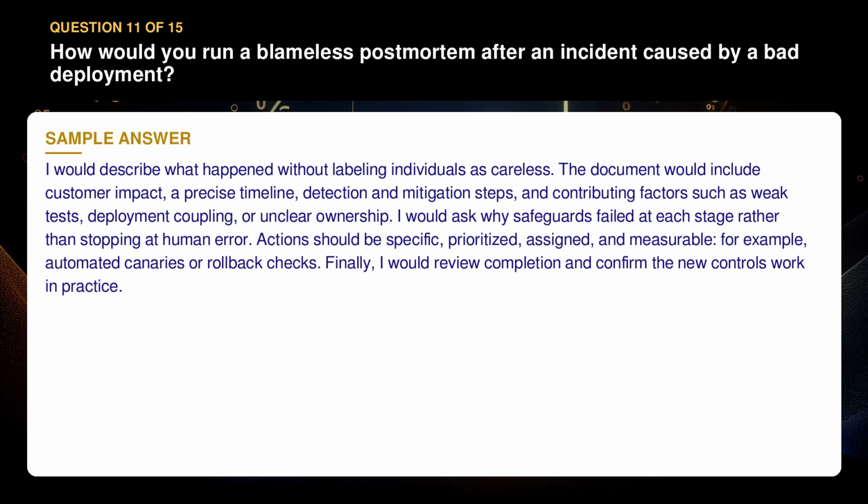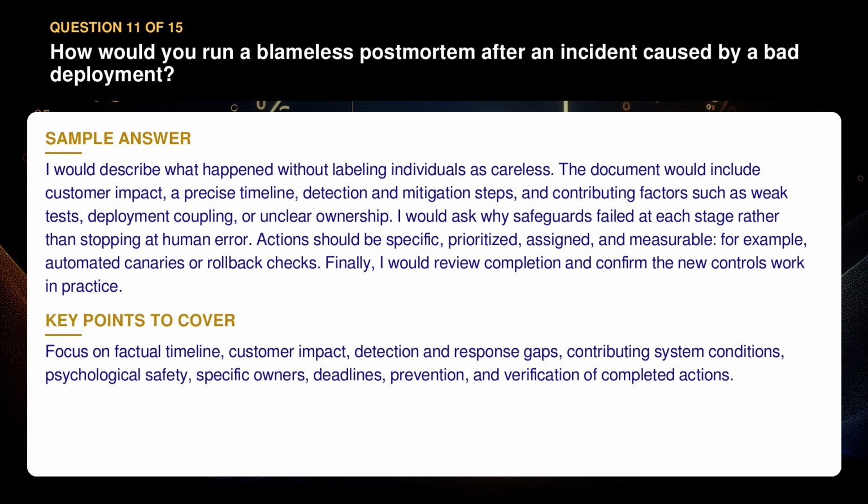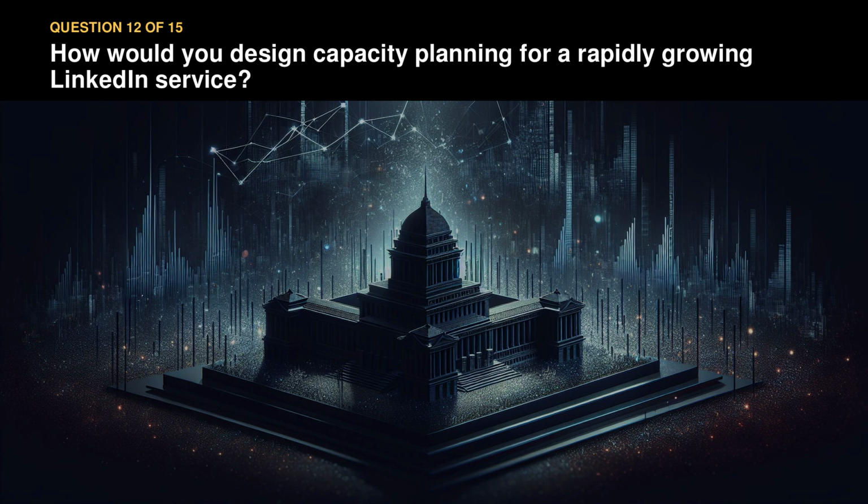For example, automated canaries or rollback checks. Finally, I would review completion and confirm the new controls work in practice. Focus on factual timeline, customer impact, detection and response gaps, contributing system conditions, psychological safety, specific owners, deadlines, prevention, and verification of completed actions. Question 12. How would you design capacity planning for a rapidly growing LinkedIn service?